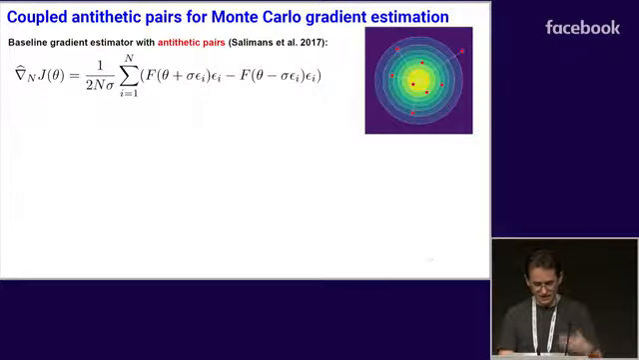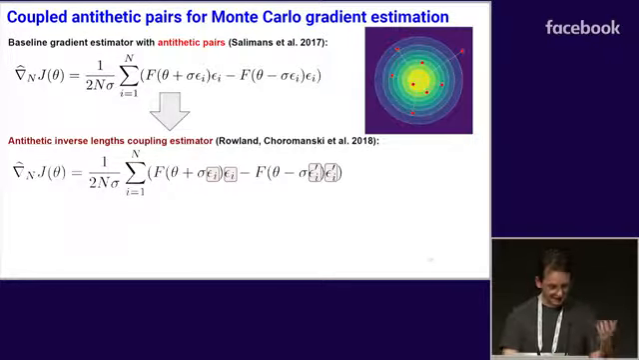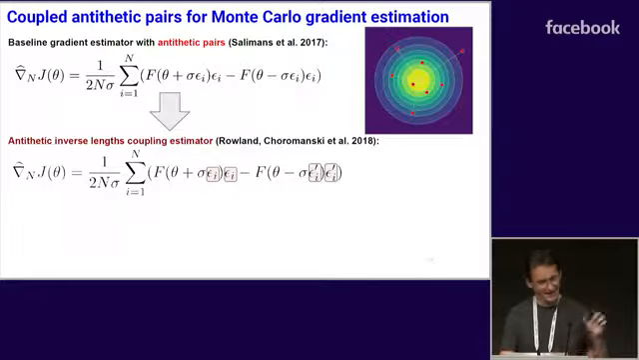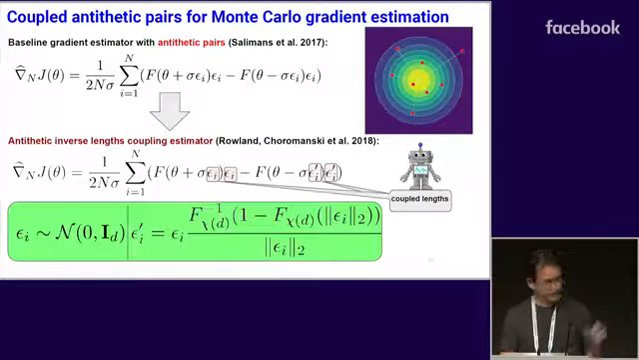If we take the standard antithetic pair estimator that was recently very successfully applied by Salimans et al. from OpenAI to show that ES strategies really work well for policy learning, then we would get something that we call the antithetic inverse length coupling estimator. In that setting, the lengths are coupled in a very particular way, and this is exactly how they are coupled. It's the green box. F-chi stands here for the CDF of the chi distribution. So they're no longer the same length.